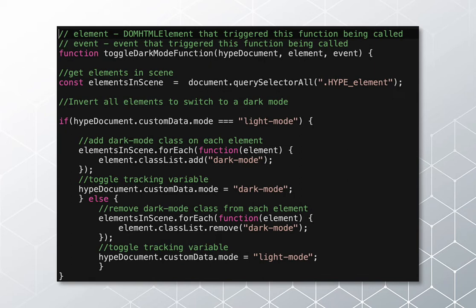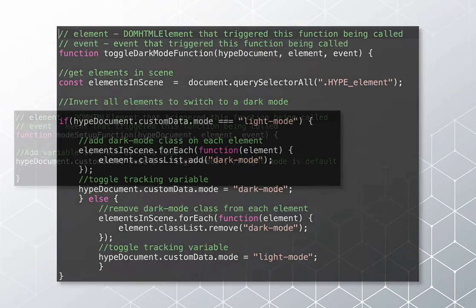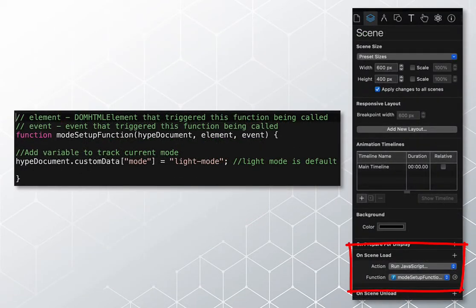With this code in place, clicking on the button runs the toggleDarkMode function, which adds or removes this class, depending on the current state of the user interface. This state is being tracked by a single variable called mode. I set up that variable in a different function that runs when the scene first loads. That function is very small and looks like this.